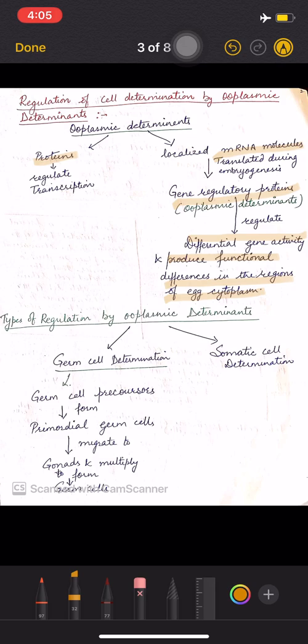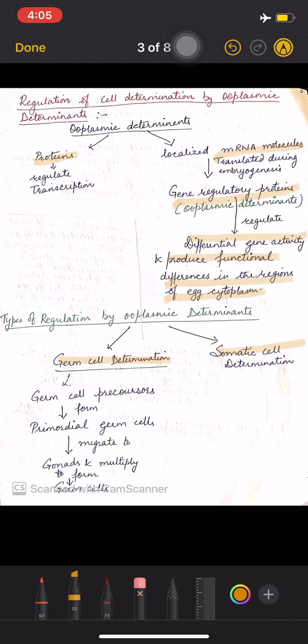right? So now there are two types of the regulation of ooplasmic determinants. एक तो germ cell determination होती है, एक somatic cell determination. So today first we will discuss the germ cell determination, that how the ooplasmic determinants determine the formation of germ cells, germ cells कैसे बनते हैं.